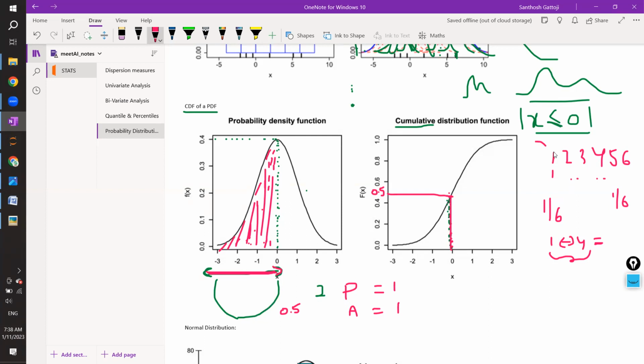Are you getting it? See, the maximum case is what? If I ask you what is the probability that a number will fall between 1 and 6? Total is 1, correct? Perfect. So when I ask you, I'm rolling a dice, what is the probability that I will get either 1 or 2 or 3 or 4 or 5 or 6? What is the probability?